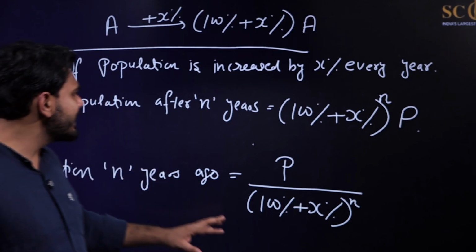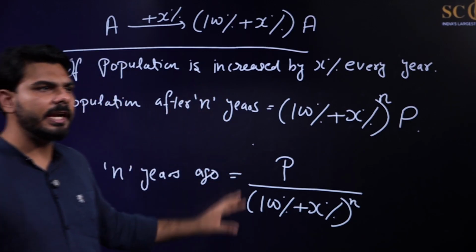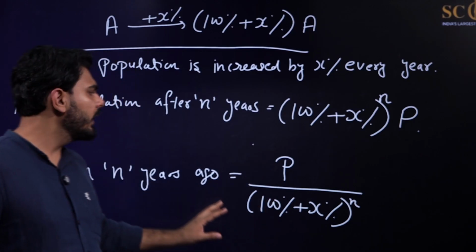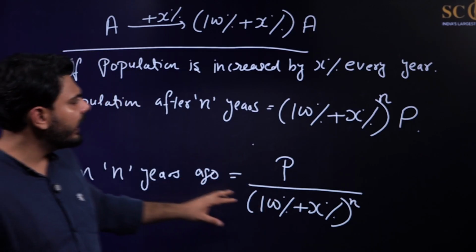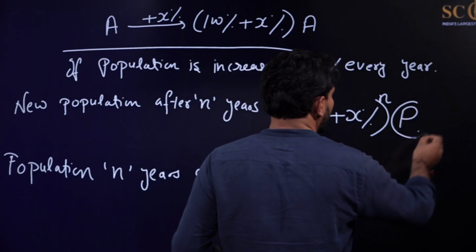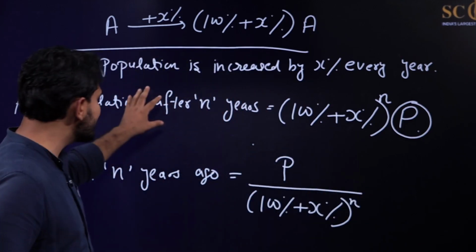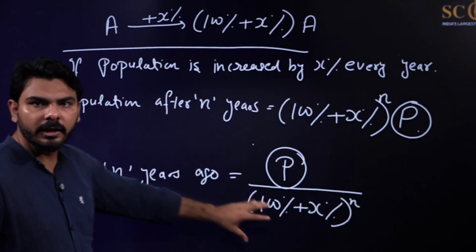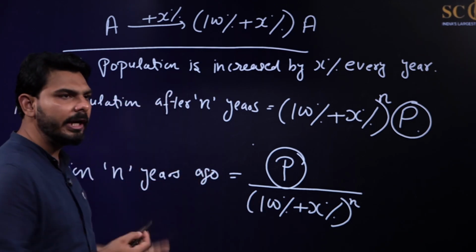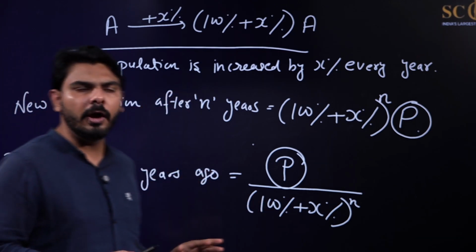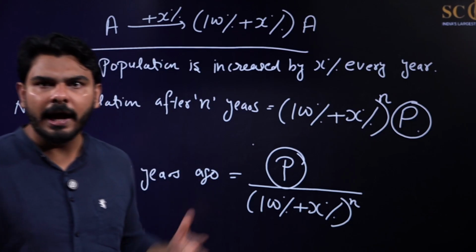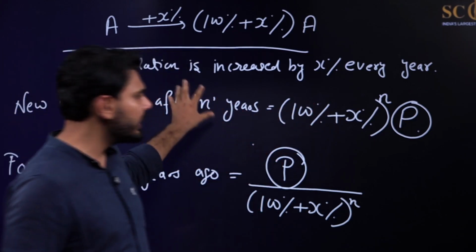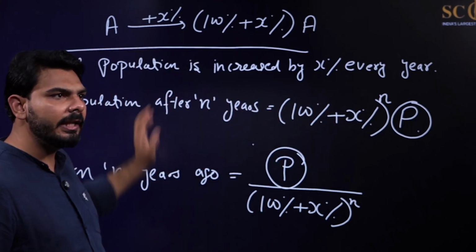So you can clearly see that both of these formulas are interrelated. In this case, we are finding this value, and in this case, we are finding this value. This is just getting cross multiplied here. Both of these formulas are actually interrelated. There is no difference in any of them. I have just changed the cross multiplication part, and you are getting the same formula the other way.